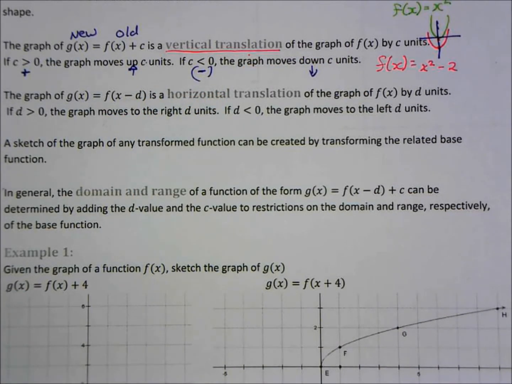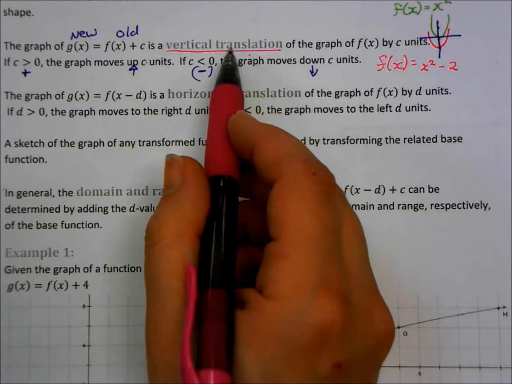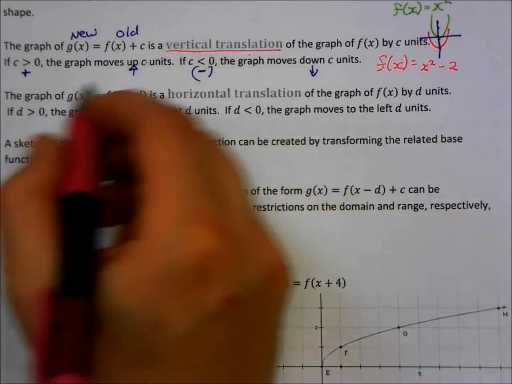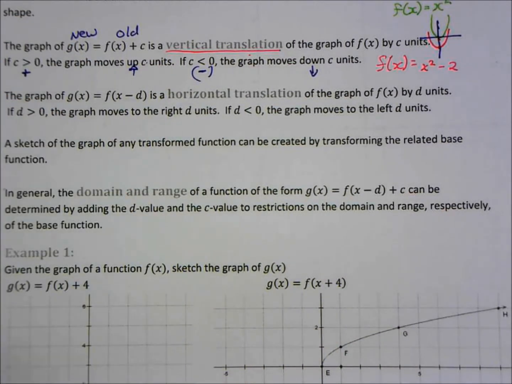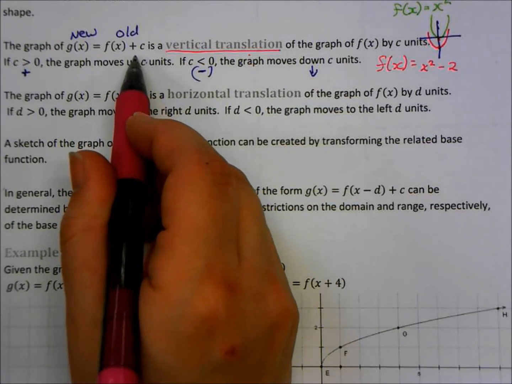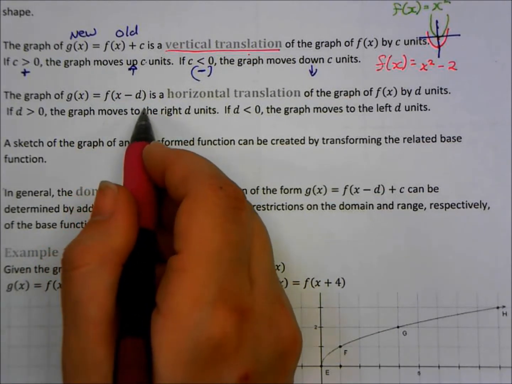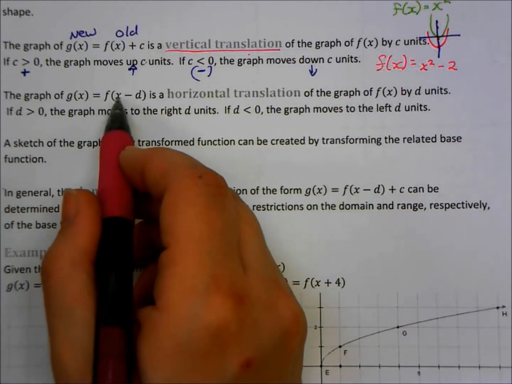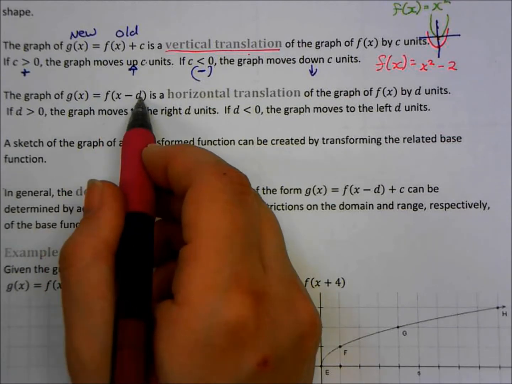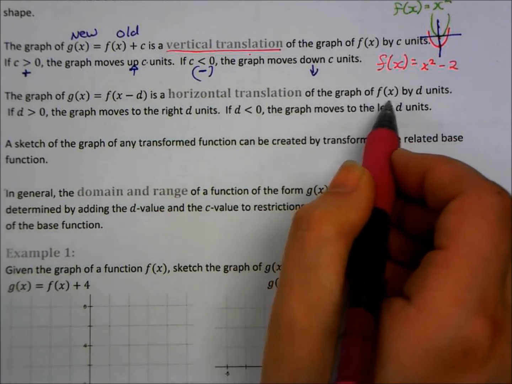We can also have horizontal translations. Horizontal translations are not up and down like the vertical ones. These ones are side to side. We show that not with a constant term outside. The term is inside the function, and I'll show you how that looks when we're working with different equations. So the graph g of x is equal to f of x minus d. This is a horizontal translation of the graph f of x by d units.